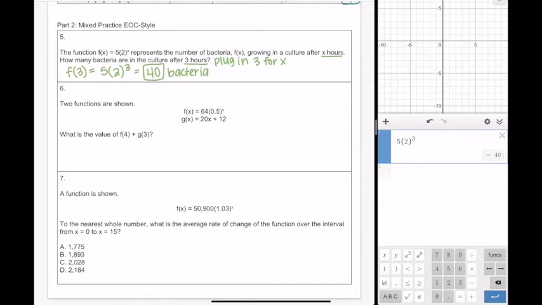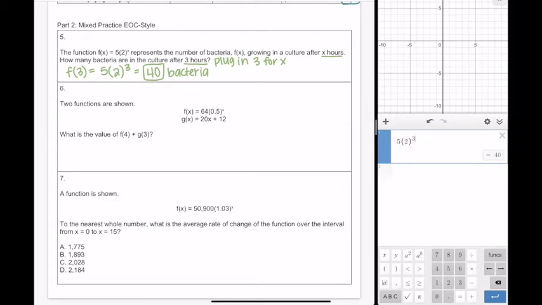Now our question is asking us, what is the value of f of 4, meaning we're going to plug in 4 for x in the f of x function, plus g of 3, meaning we're going to plug in 3 for x in the g of x function. Okay, so we are just evaluating here. We're substituting numbers in for x and then evaluating, plugging it into Desmos.